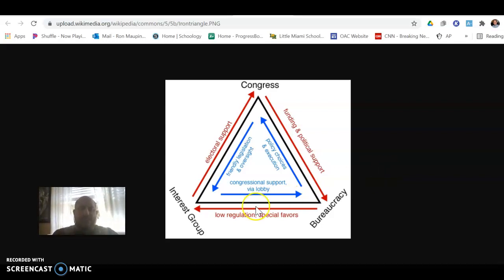Once again, you see the 3 points of the triangle here. You got an interest group, you got Congress or a congressional committee, and then you got the bureaucracy, some type of related bureaucratic agency. And take a look at how each of these points on the triangle relate to one another, and they tighten that one point to the other 2 points.